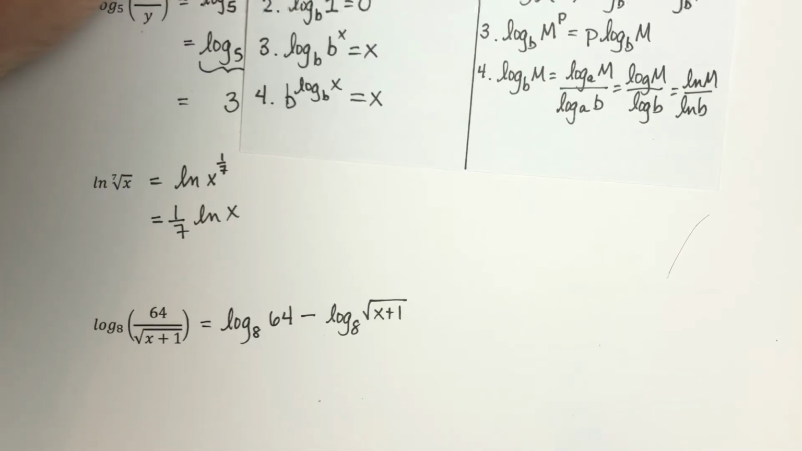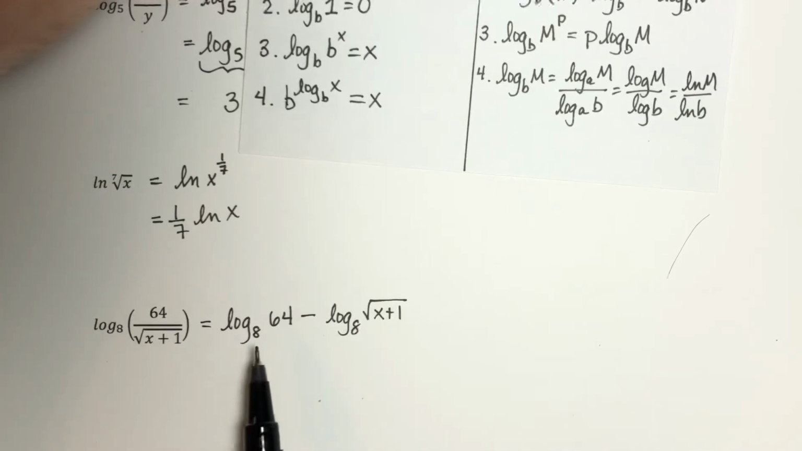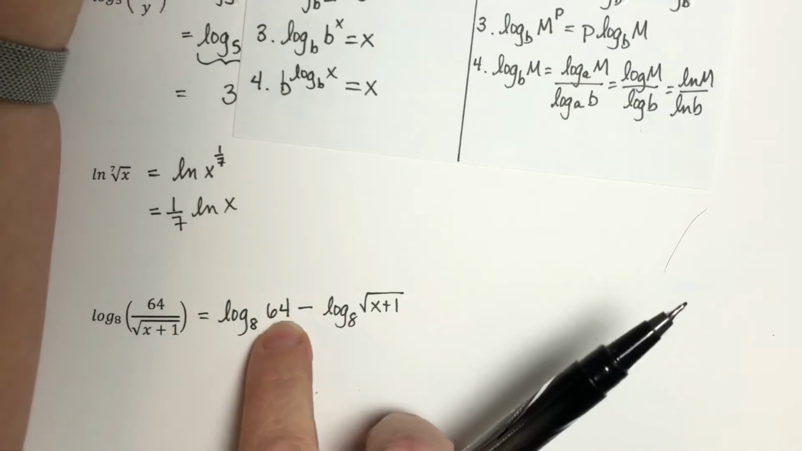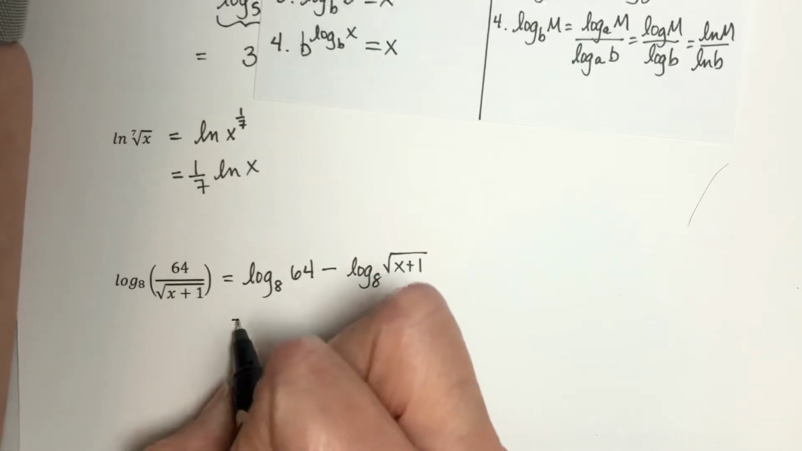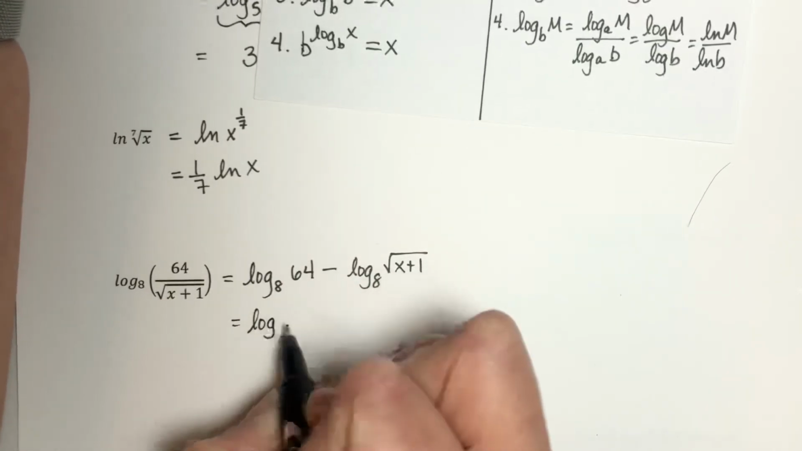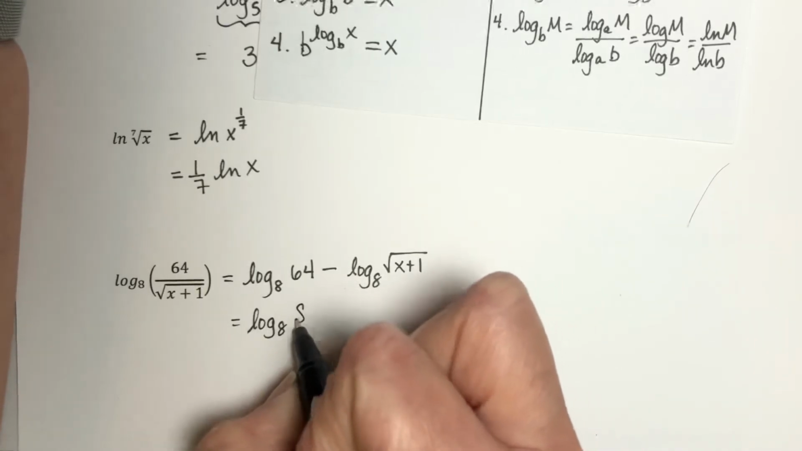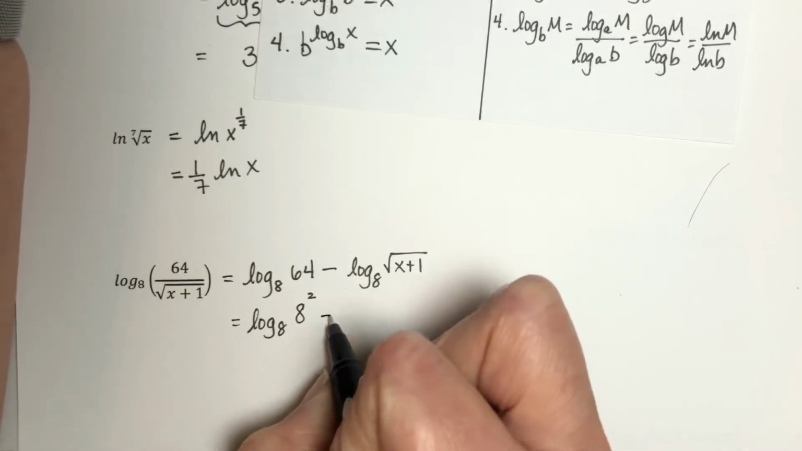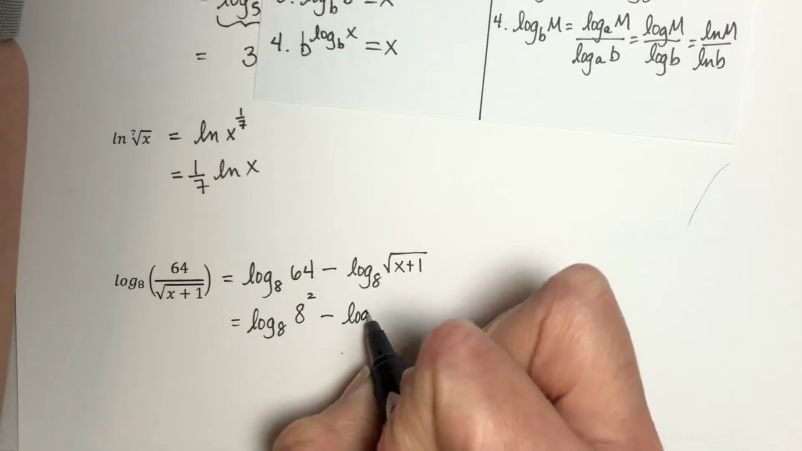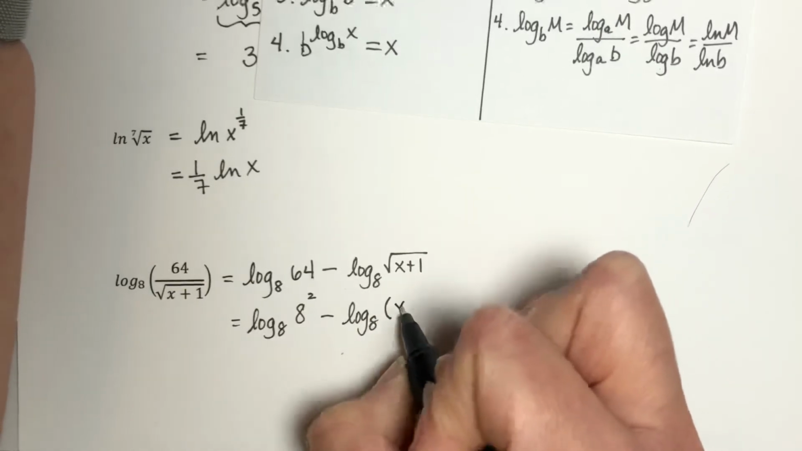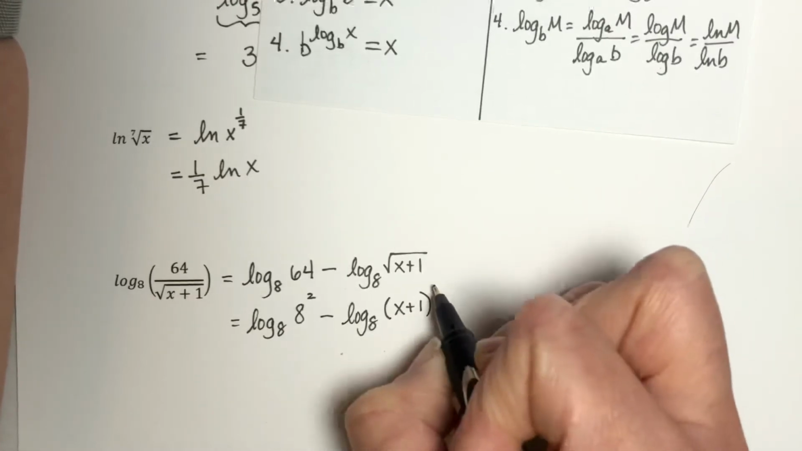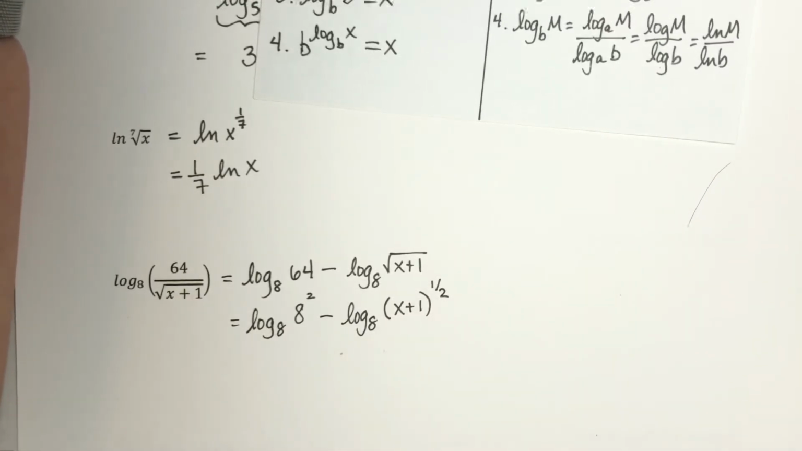Okay, now let's see if we can simplify. Now, just like before, if I have a number here, no variable or anything, I'm going to check to see if the argument is a power of the base, and it is. This is 8 squared. So I have log base 8 of 8 squared minus log base 8. I'm going to change this to an exponent, and it's x plus 1. You need to put that in parentheses, raised to the 1/2 power.